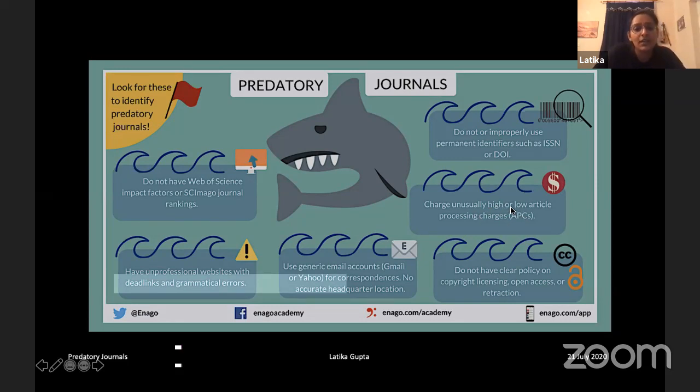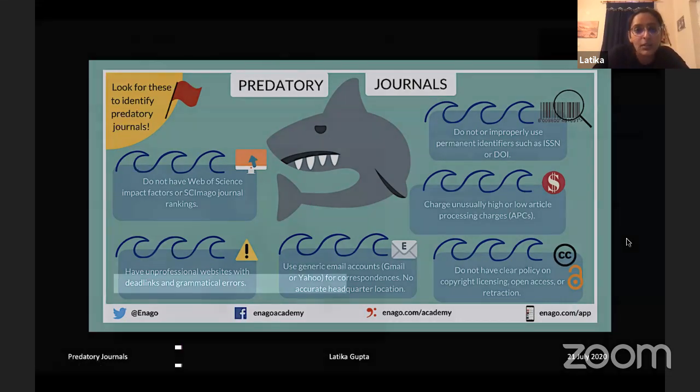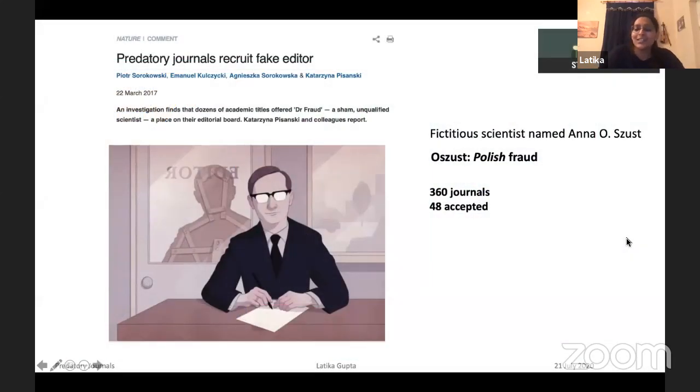Sometimes they can charge either unusually high or unusually low processing charges, and they do not use permanent identifiers like DOI or ISSN. So it's not sacrosanct that each of the predatory journals would have all of these, but you need to be on the lookout for any of these, and it can be a permutation and combination of various factors.